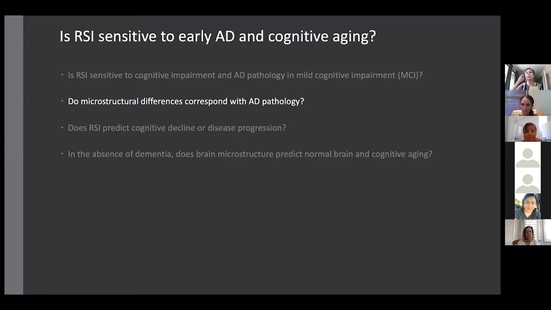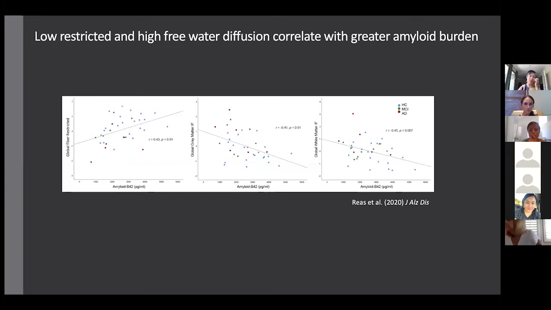So as I mentioned in my first slide, the earliest biomarker change is an elevation in amyloid pathology, accumulation of amyloid beta. Since amyloid is really the classic hallmark of Alzheimer's disease pathology, we wanted to assess whether microstructural changes in mild cognitive impairment also correlated with Alzheimer's pathology. And we found very robust, consistent correlations between increased amyloid levels, or actually lower CSF amyloid, which corresponds to greater brain burden, and altered brain microstructure.